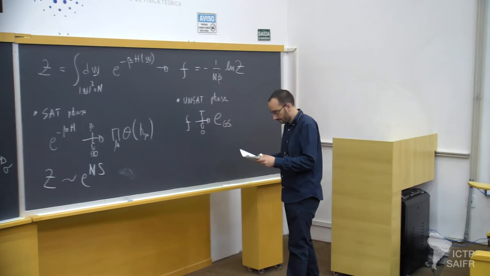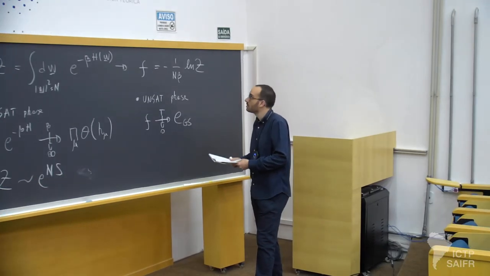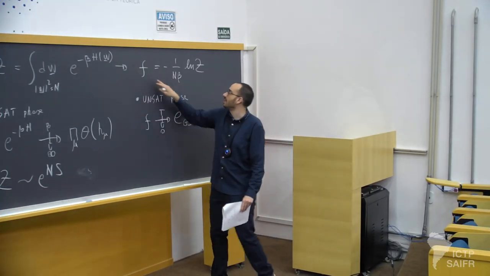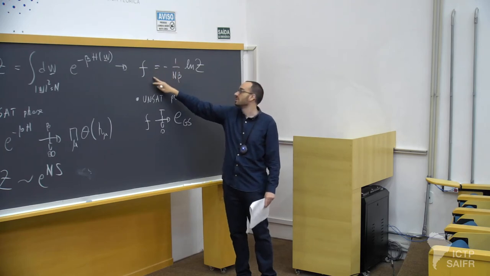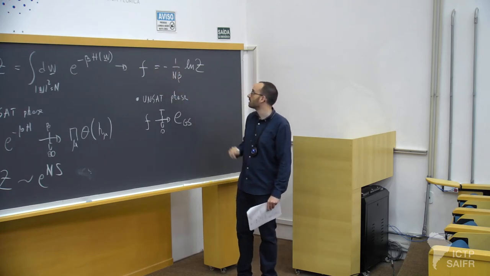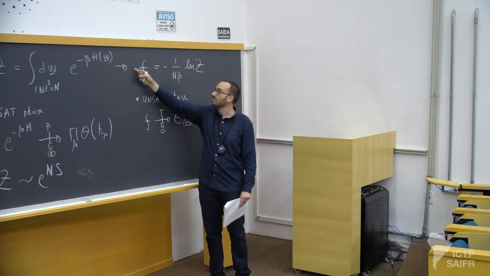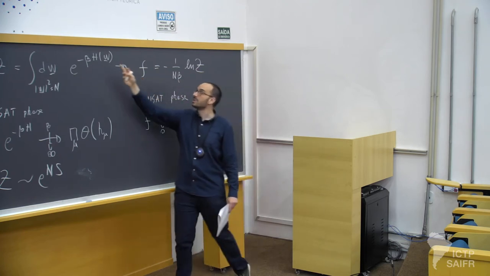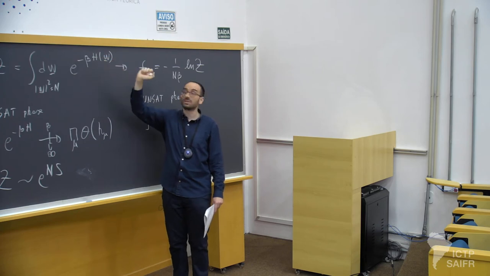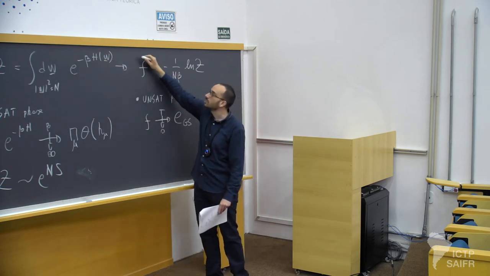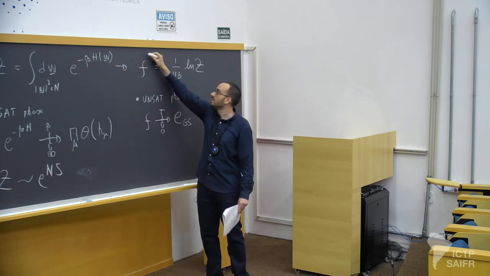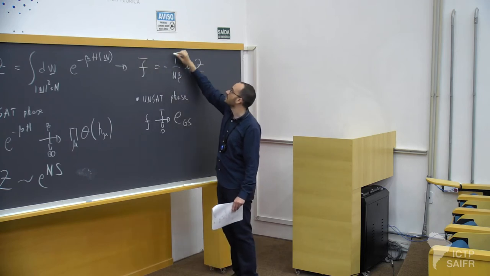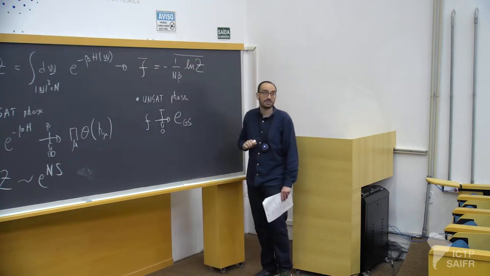Okay. So everything is encoded in this free energy. So this is what we need to compute. Now, this free energy, again, is random because Z is random, because H depends on quench disorder. So what we would like to do is to compute the typical free energy. So we would like to average this over the disorder.